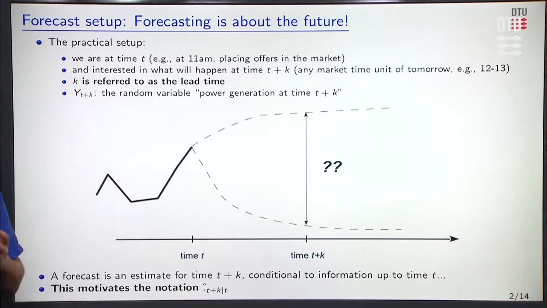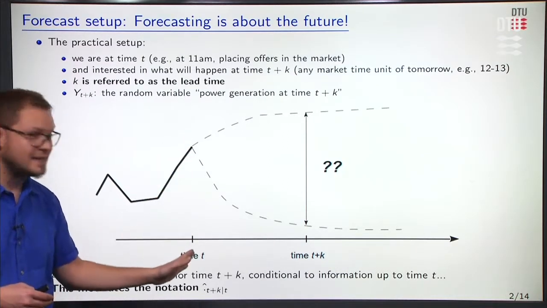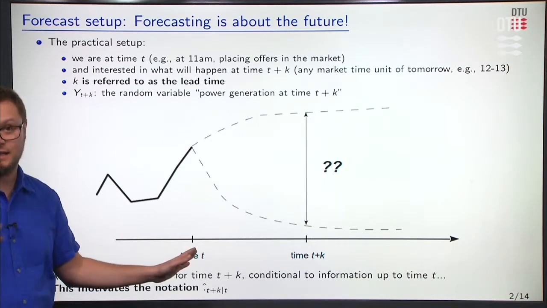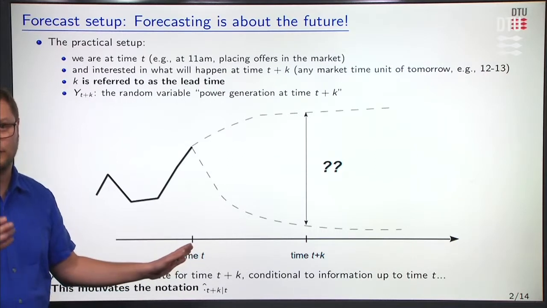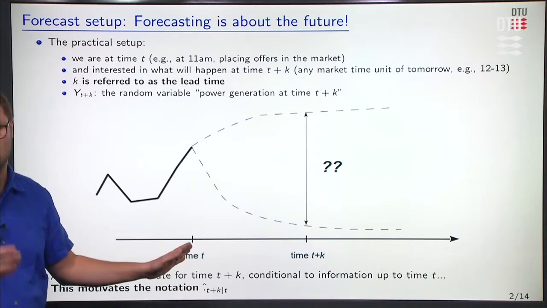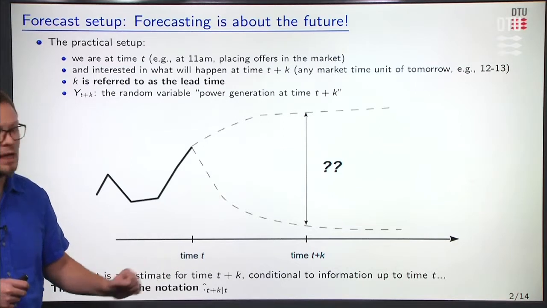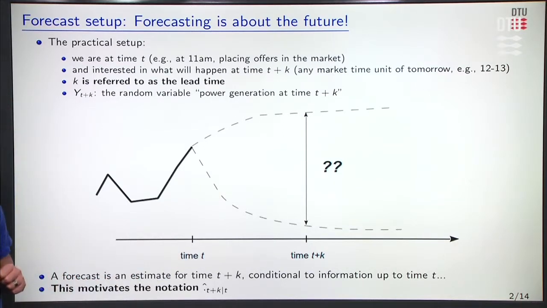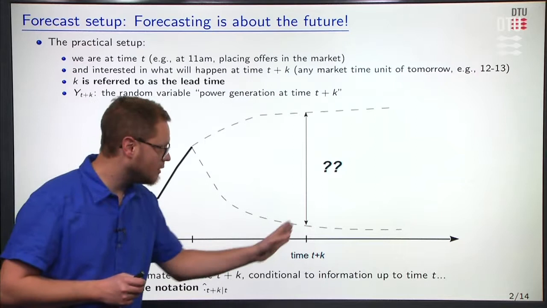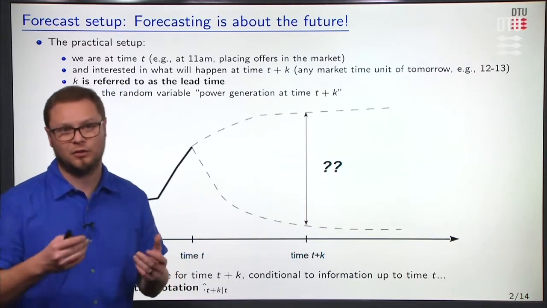It may sound stupid or a bit funny, but forecasting is about the future. So that means we need a clear reference point that defines where we are now, what is the past, and what is the future. When doing that, normally we say we are at a given time t. Let's say it's 11 in the morning and you have to place offers in the markets. You use this forecast for the day after. And then you're interested in what happens for several time t plus k in the future.